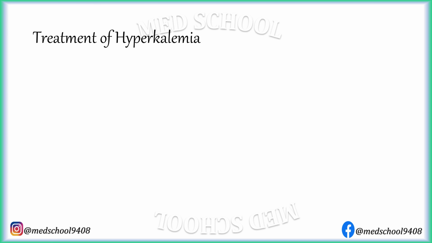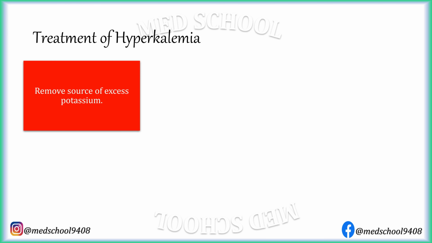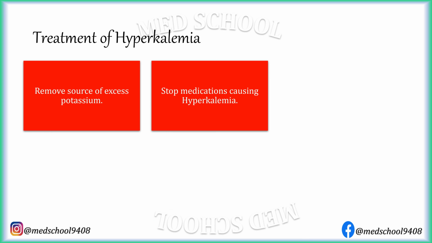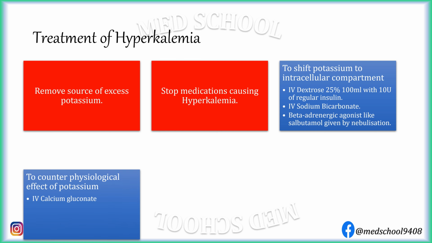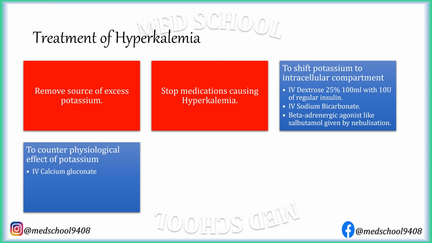For treatment of hyperkalemia, one should first remove sources of excess potassium and stop medications causing hyperkalemia. IV dextrose 25% 100 ml with 10 units of regular insulin, IV sodium bicarbonate and beta-adrenergic agonists like salbutamol given by nebulization are the modalities used to shift potassium to intracellular compartment. IV calcium gluconate is used to counter physiological effect of potassium. One should remember that calcium gluconate does not decrease serum potassium level, but prevents development of arrhythmias induced by hyperkalemia.